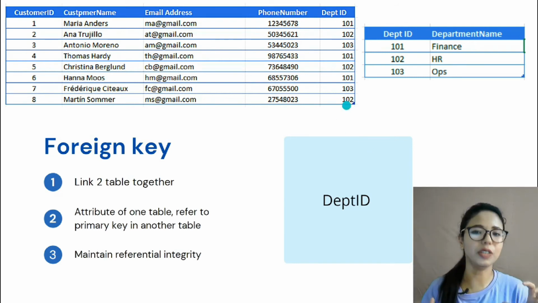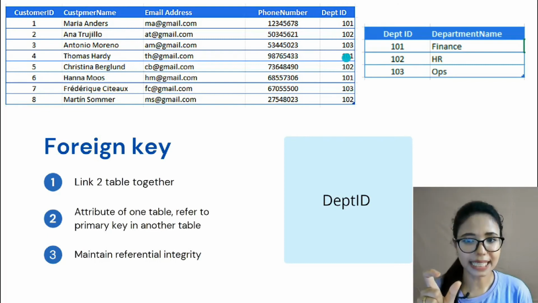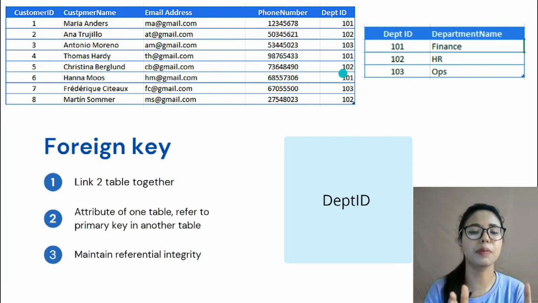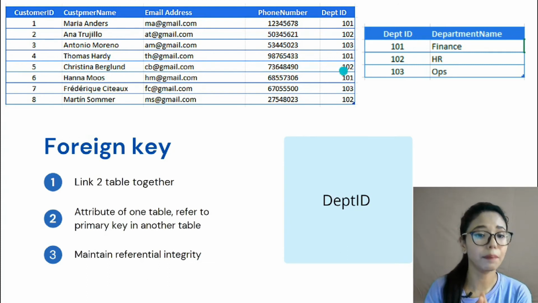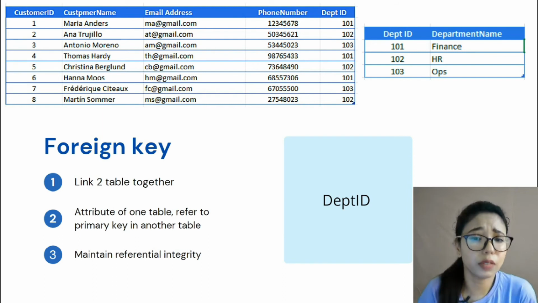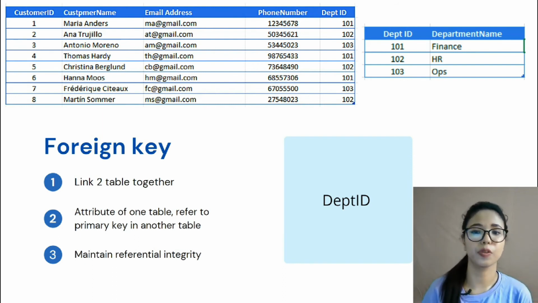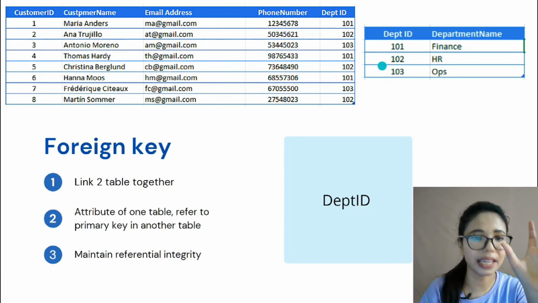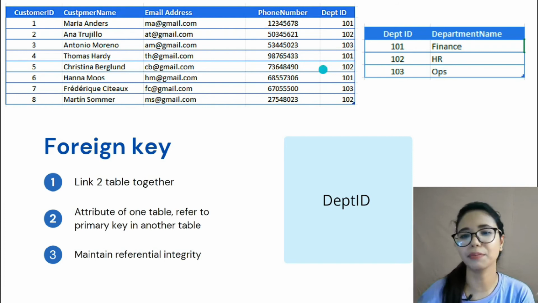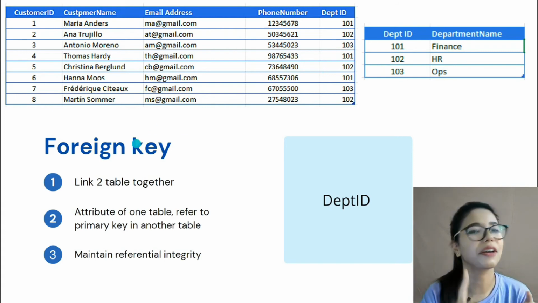So what it is doing over here, department ID in table 1 is my foreign key. Why? What calls a foreign key? A foreign key is a key which is linking 2 tables together. So in my case, department ID is linking my customer table and my department table. So this is my foreign key.